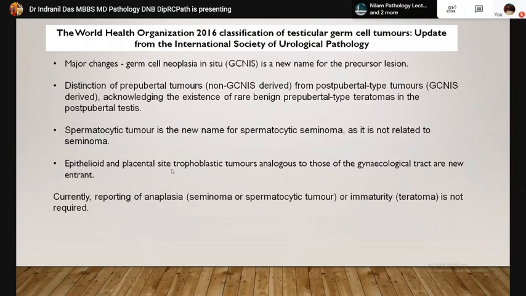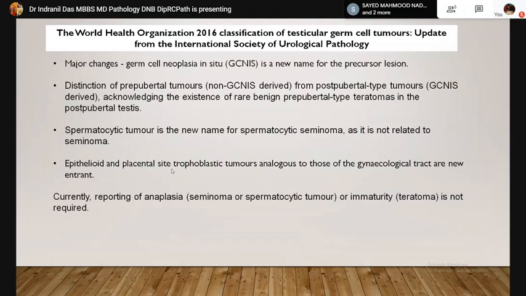Now, first we will discuss certain major changes in the World Health Organization 2016 classification of testicular germ cell tumor. The changes have been made in collaboration with International Society of Urological Pathology. The major changes are introduction of a new term that is called germ cell neoplasia in situ. It is a precursor lesion. The distinction between the prepubertal germ cell tumor and the postpubertal germ cell tumor has been made. The postpubertal type of germ cell tumors are associated with germ cell neoplasia in situ.